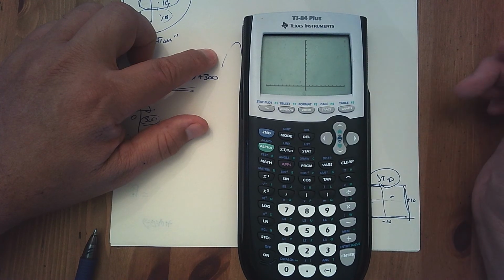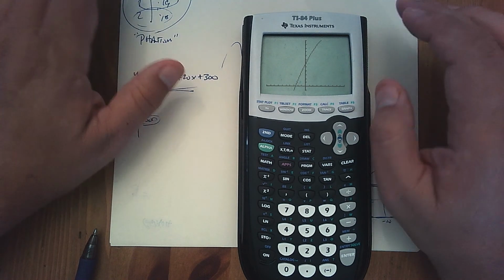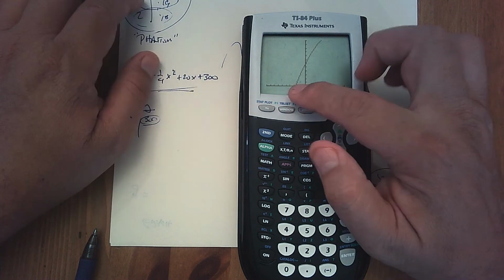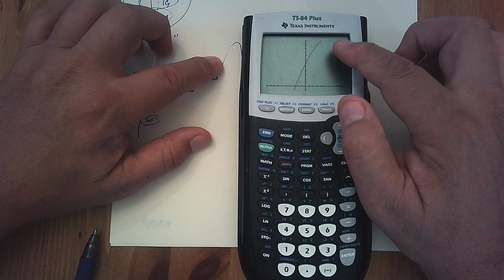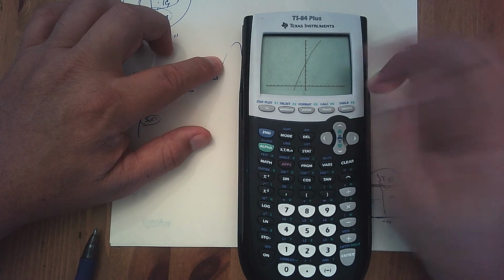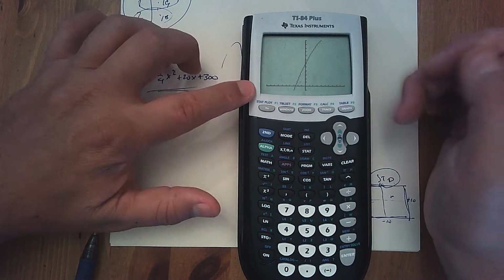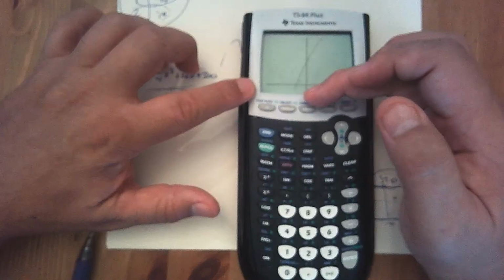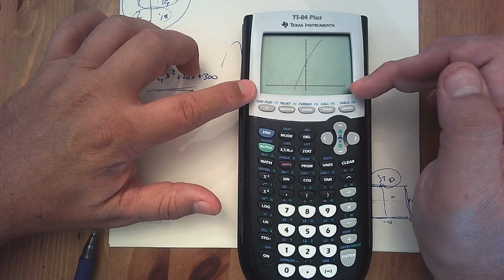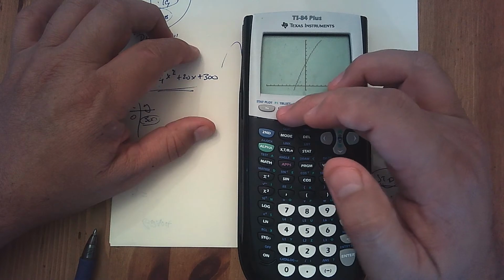So press graph, and it's going to work, and there's good news and there's bad news. The good news is we're starting to see the shape of the parabola. The bad news is I'm not seeing everything. So I think my x in the negative direction and my y in the negative direction are good, so my minimum values are good, but my maximum values are not. So we're going to have to play around with that again.